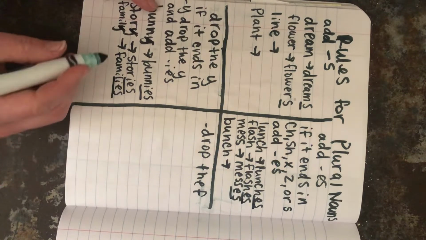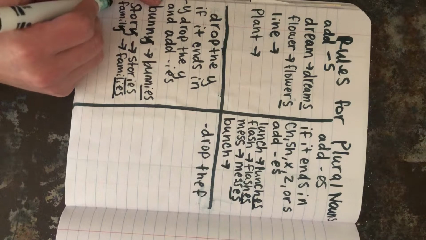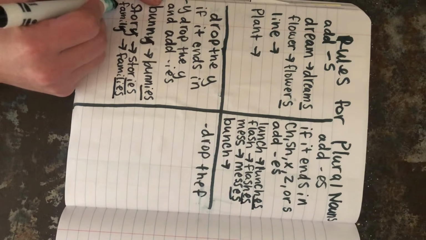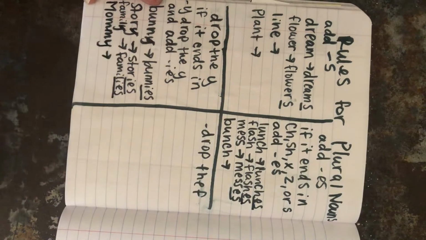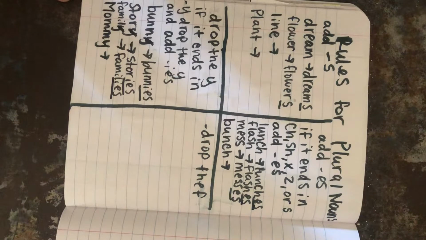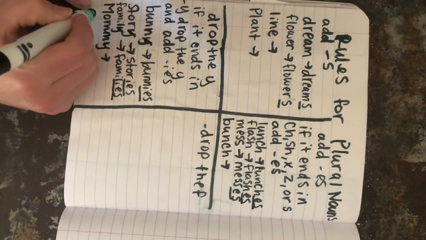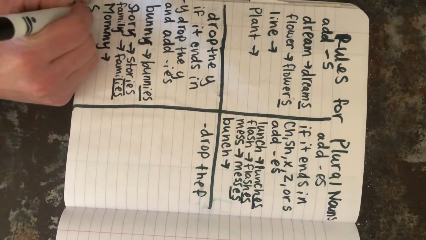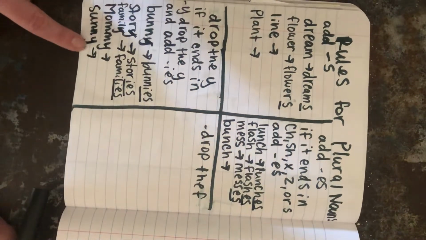Next one you're going to do on your own is mommy. I'll give you a couple seconds to do that one. Last one is kind of a made-up word, but it still works for our rule. Sunny. What are you going to do with that Y?